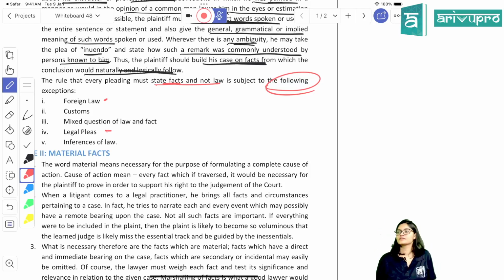Any doubts? So a direct question could be asked: what are the fundamental rules of pleading? So you have to explain that. And if it is asked individually, you can write 2-3 examples. Then with the first rule, any doubts? Now let us come to the second, material facts.